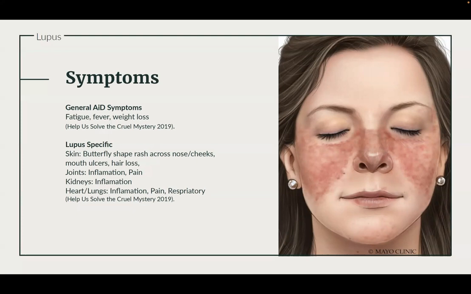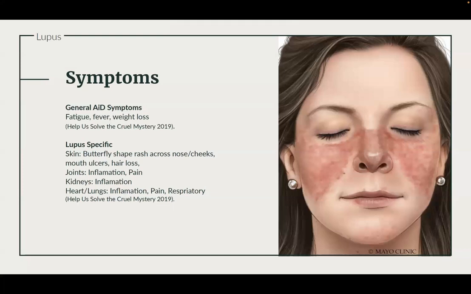You can also develop mouth ulcers and scalp issues that result in hair loss. A lot of joints will become inflamed and painful. Typically, ankles and arms will become inflamed and really stiff, hands and feet as well. And the kidneys become inflamed, and this can cause kidney failure or kidney disease, and high blood pressure.